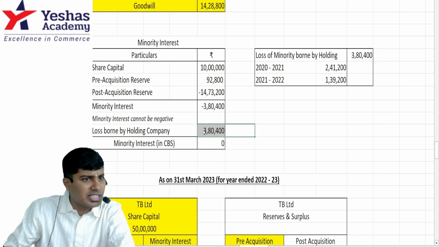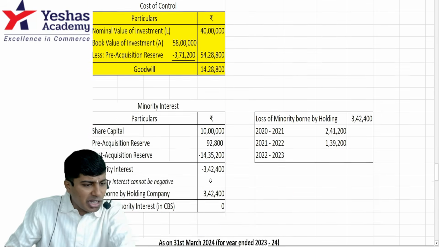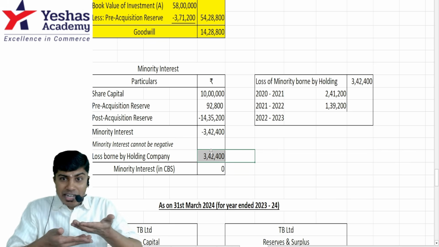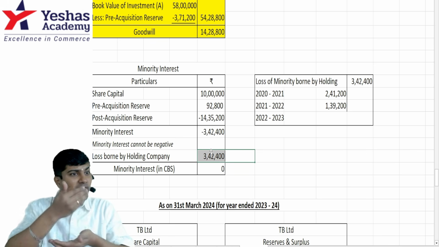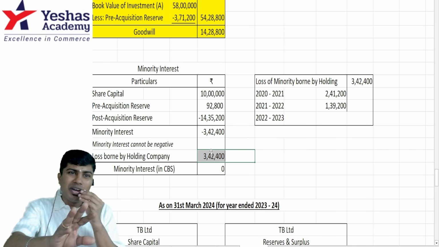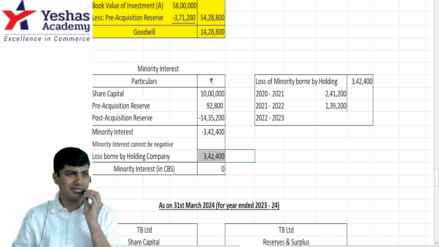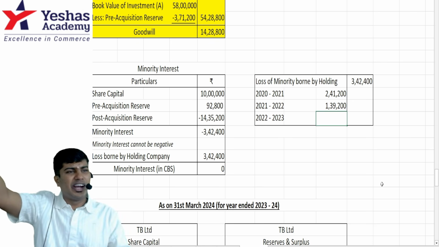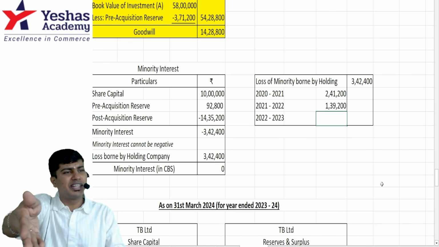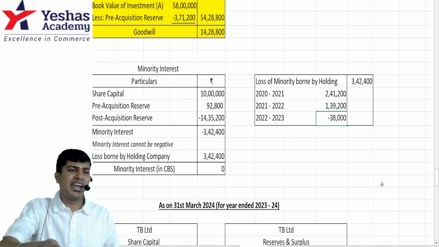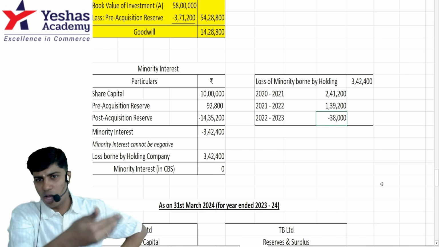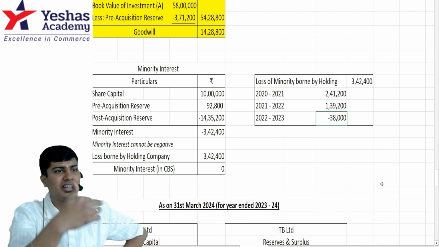See, last year, how much was the loss? 380,400 loss that we were bearing. Now that 380,400 is becoming 342,400, meaning some of the loss is getting reversed. So this is only accounting adjustment. Understood? How much for this year? Take 342,400 minus 241,200 minus 139,200. 38,000 rupees is getting reversed. Loss what we were bearing on behalf of them, 38,000 is getting reversed.